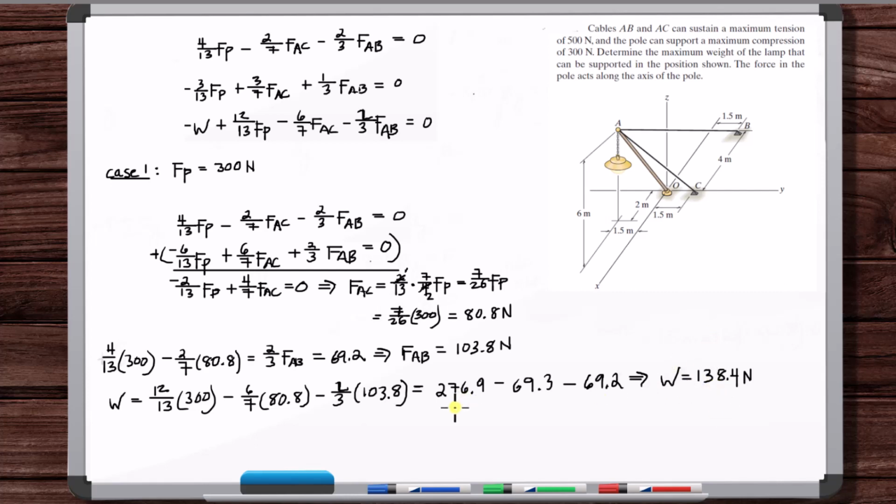All right. So what about the case where... So let's just start here. So case 2. Let's say that FAC is under the maximum load. So FAC is 500. Okay. In that case, if we take this formula, we say that FP is equal to 26 over 7 FAC.